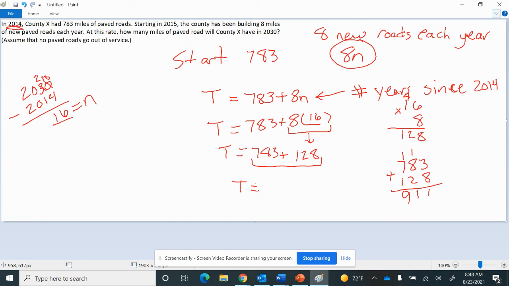So I figure out that in the year 2030 that there are 911 county roads in County X.